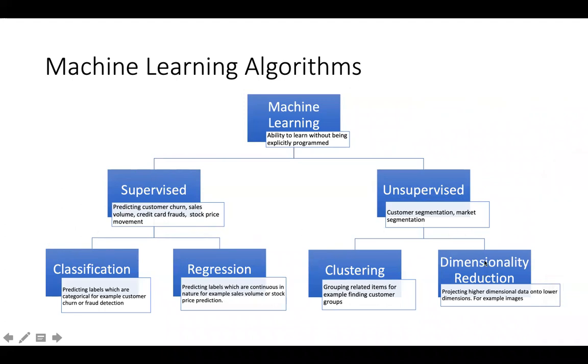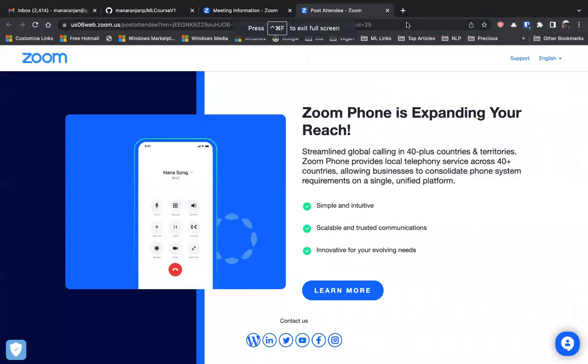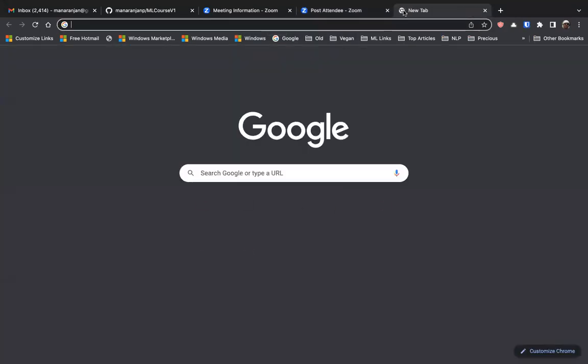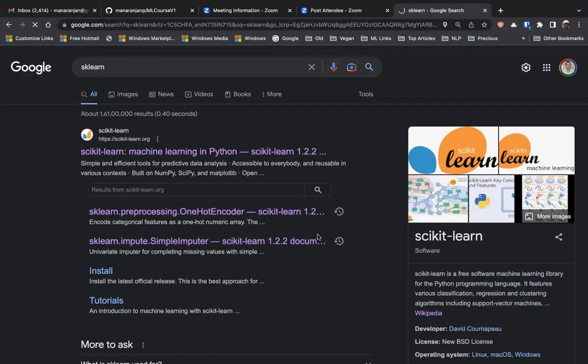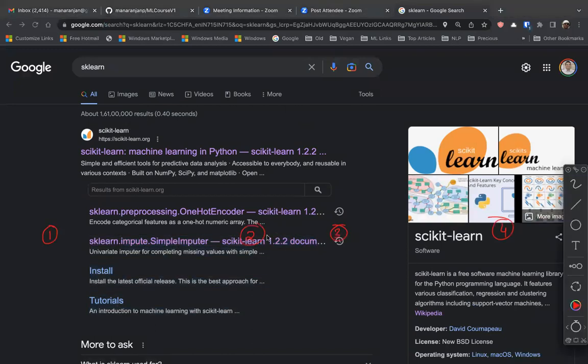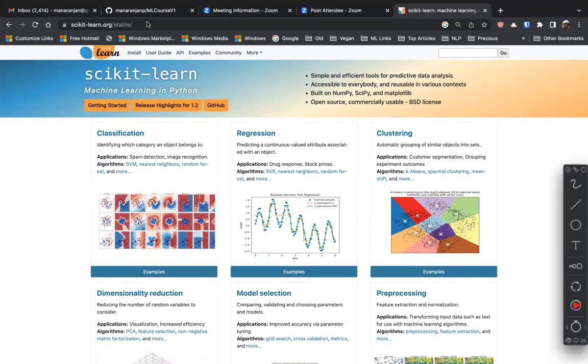And in fact, if you look at one of the most important libraries that we'll be using, called sklearn, let me show you. So if you search sklearn, give me a second. So scikit-learn is going to be the most important library when you're doing machine learning problems, right?